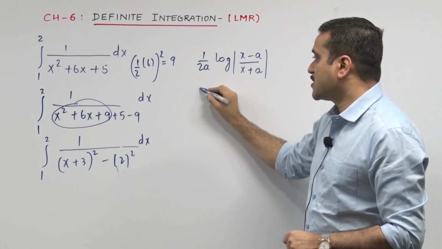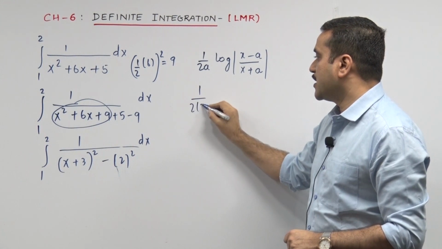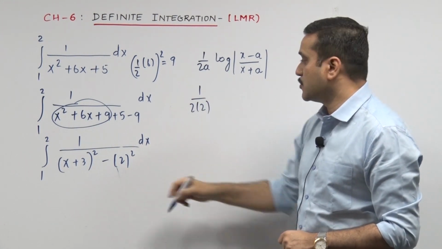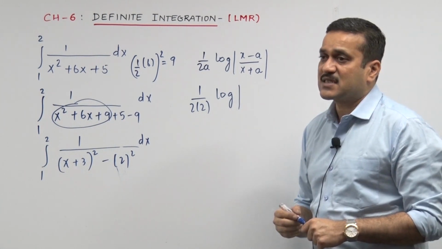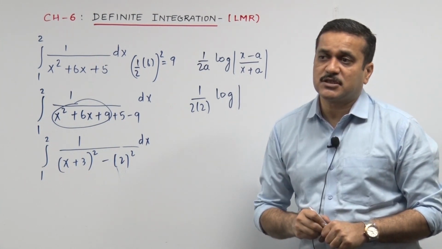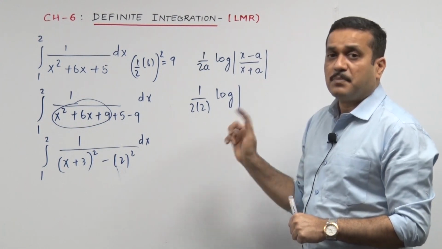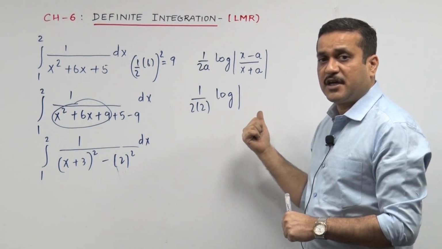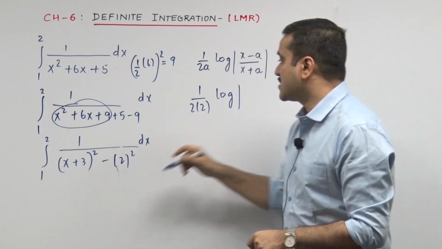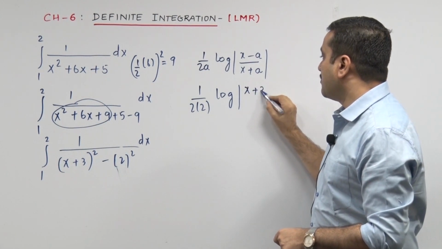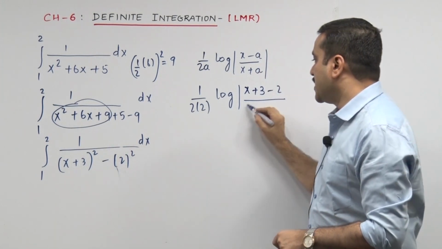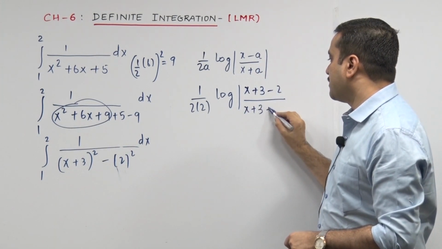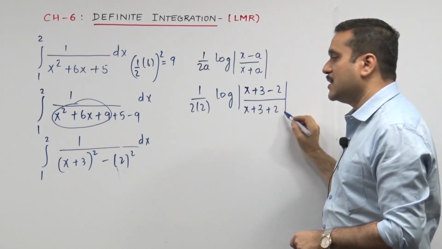Coming back, let's fit in 1 upon 2 into 2. As you can see, that's a is 2, log of, tap it and write it. I did do this kind of sums in your LMR session of chapter 5. I said punch it and then tap it to fit it over here. It's x minus a, so it's x plus 3 minus 2. And down it is x plus a, so x plus 3 plus 2.